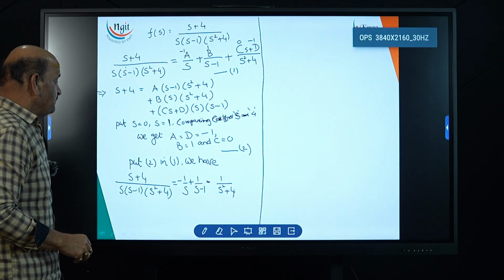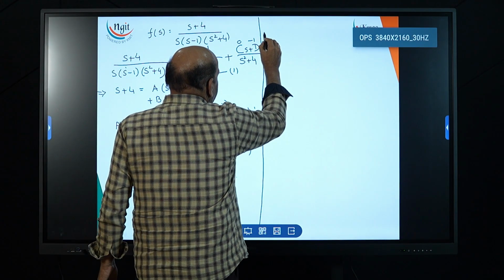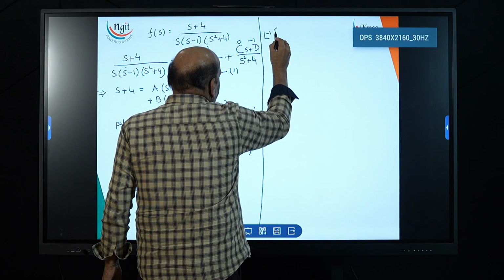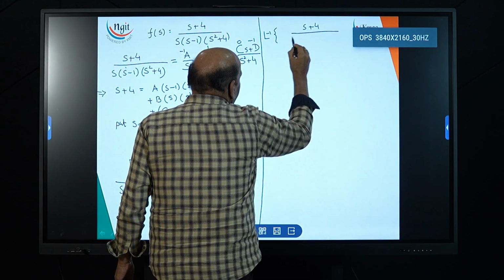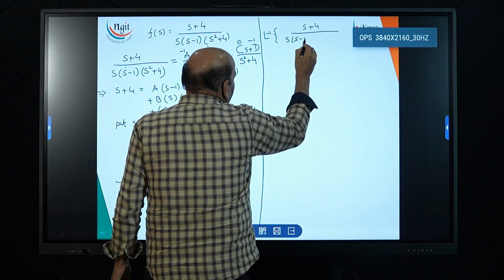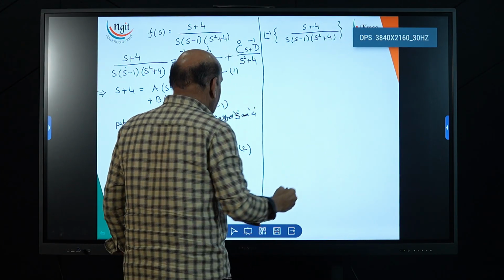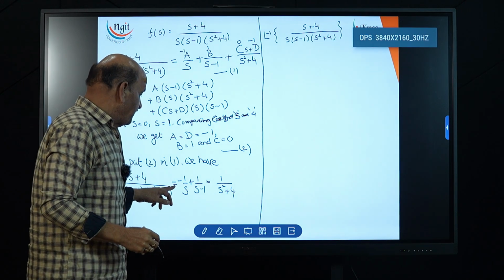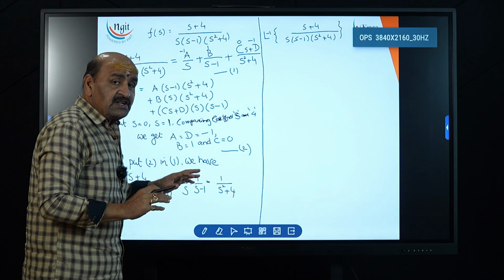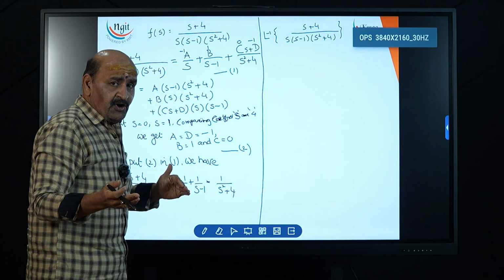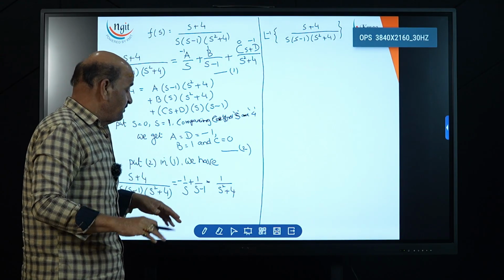S square plus 4. Got it? Now, taking inverse Laplace transforms on both sides, we get (S plus 4) by S(S minus 1)(S square plus 4). This is inverse Laplace transformation. Now apply the same inverse transformation to the right hand side for each and every term individually. Always keep constants outside of the transformation for easy inverse transformations.